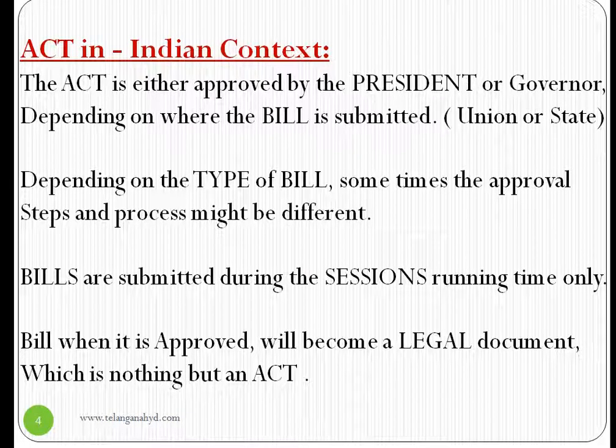Now let us see some important things related to an act in the Indian context. The act is either approved by the president or governor depending on where the bill is submitted. That means in the union or at state level. Depending on the type of bill, sometimes the approval steps and process might be different. Bills are submitted during the session's running time only. A bill, when it is approved, will become a legal document, which is nothing but, as we discussed earlier, an act. Once a bill is approved, it will become an act.